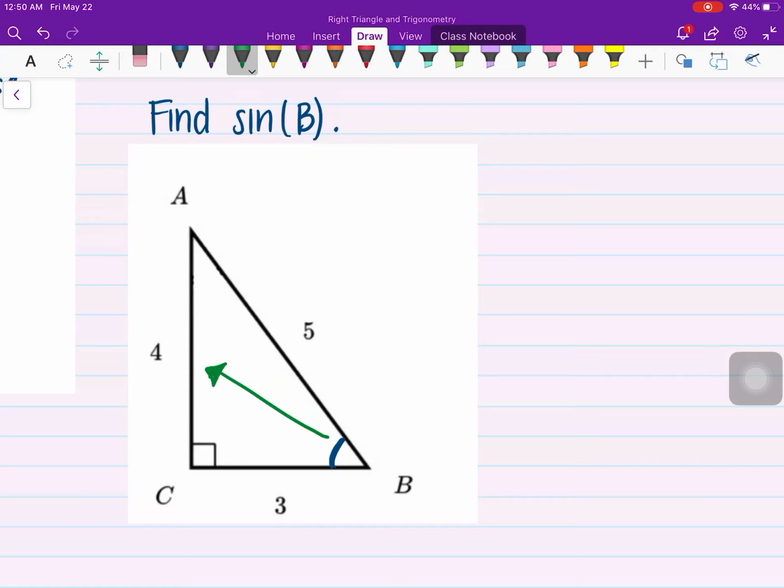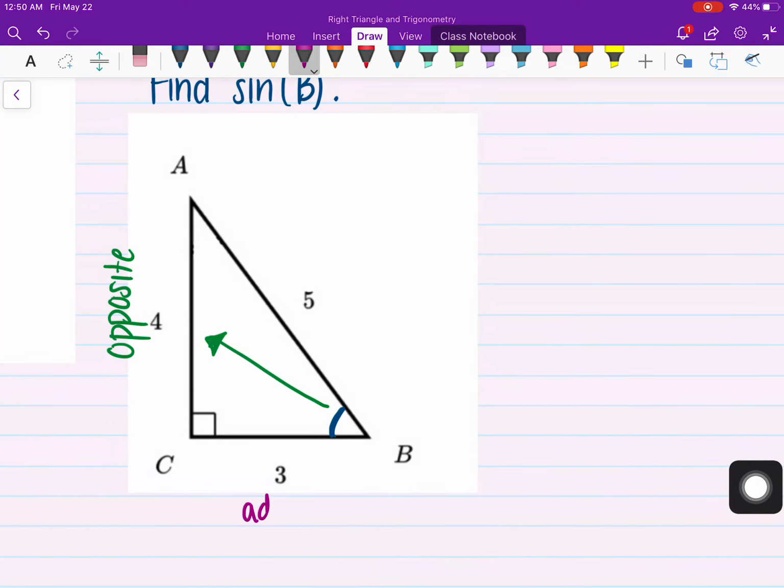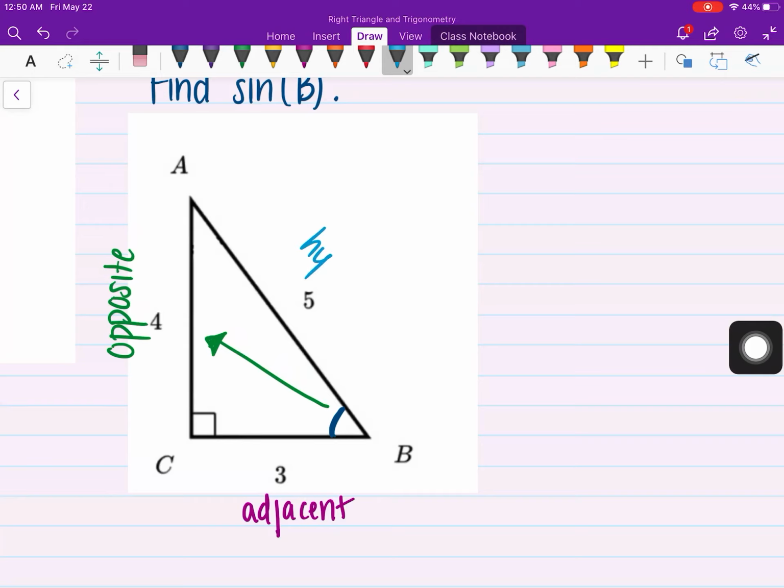So the side opposite to our given angle would be 4. So this here is going to be my opposite side now. Now, the other side, in this case, the one that shares the 90-degree angle, or next to the opposite side, would be known as our adjacent. And the side that doesn't change would be the hypotenuse. In this case, the side that's opposite to the 90-degree angle, which is the 5.